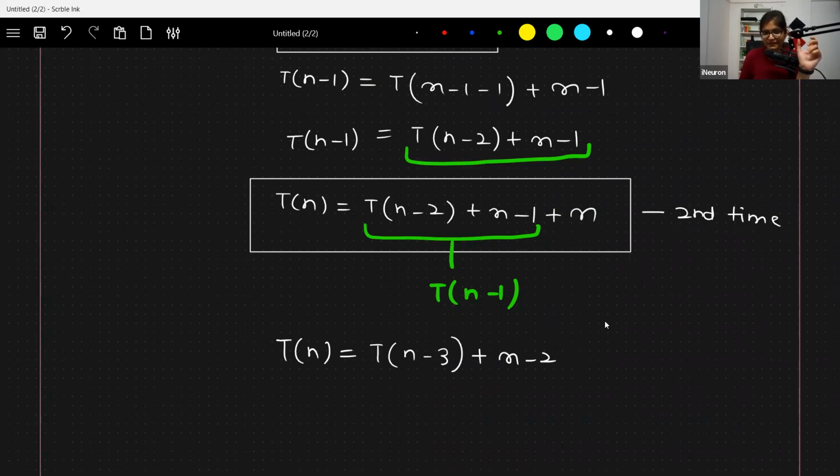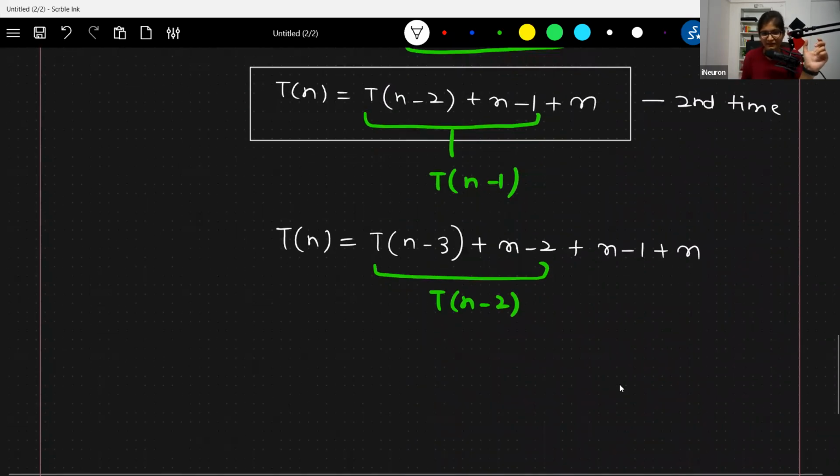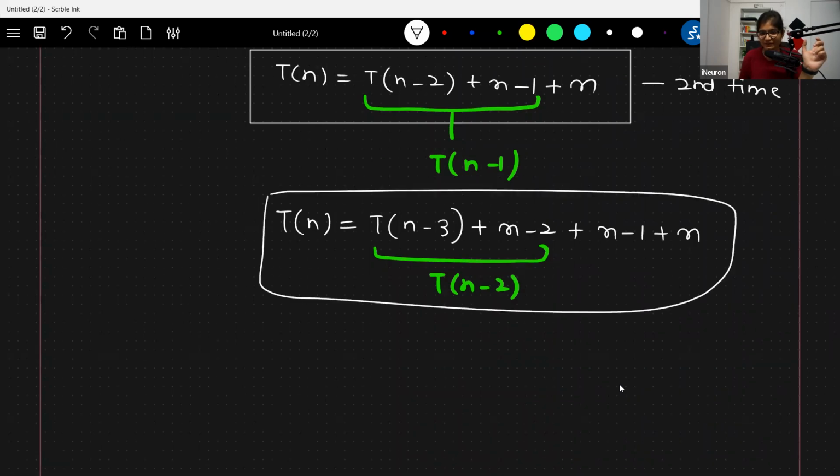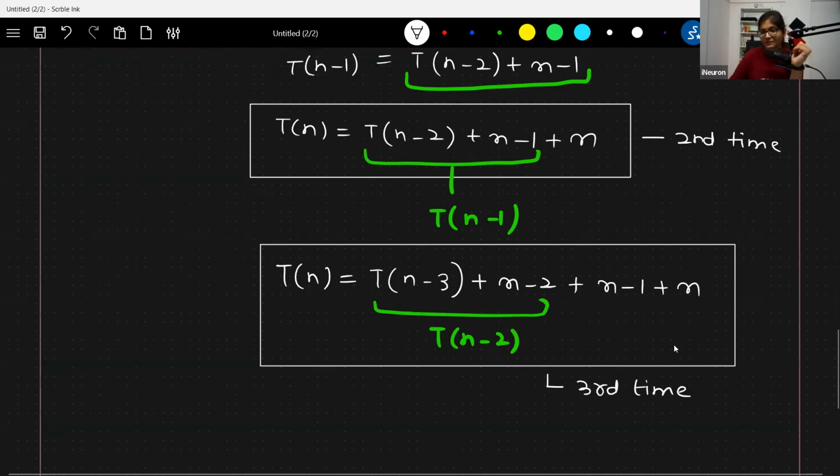Can I say this is the value of T of n minus 2 plus the remaining things, which will become n minus 1 plus n? Can I say this is the equation that I will be able to get? So this is the equation that we will be able to get for the third time. We are just trying to do the substitution here: first time, second time, third time.